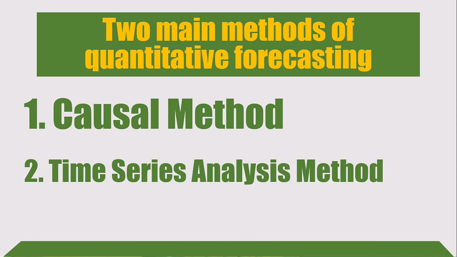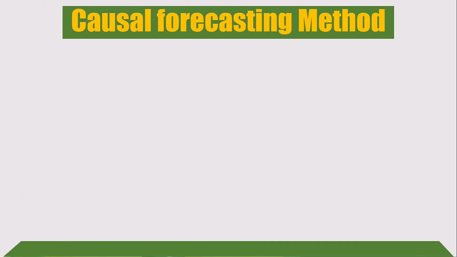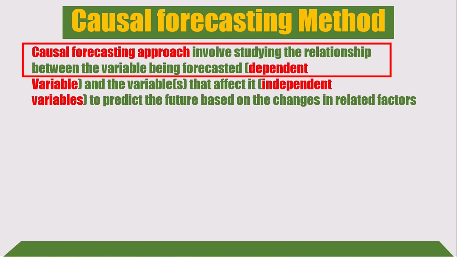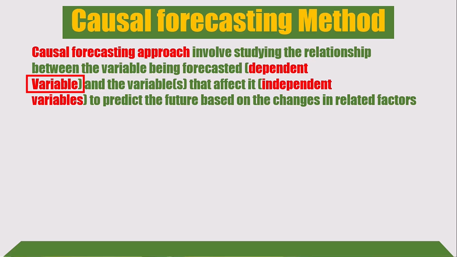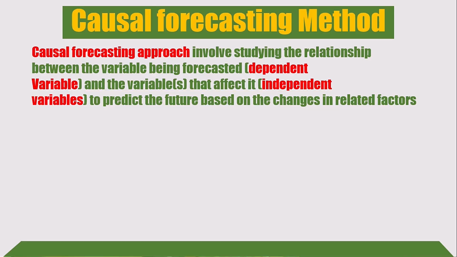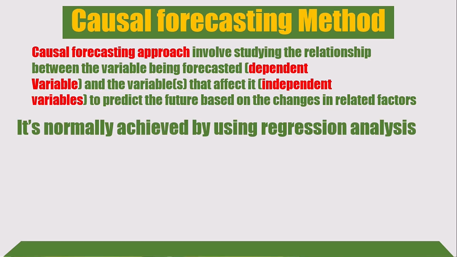Now, let's get to know what they are, starting with the causal forecasting method. The causal forecasting approach involves studying the relationship between the variable being forecasted, which is also called the dependent variable, and the variable that affects it, which is also called the independent variable, to predict the future based on the changes in related factors. Now, you can have more than one independent variable. The causal forecasting method is normally achieved by using regression analysis.